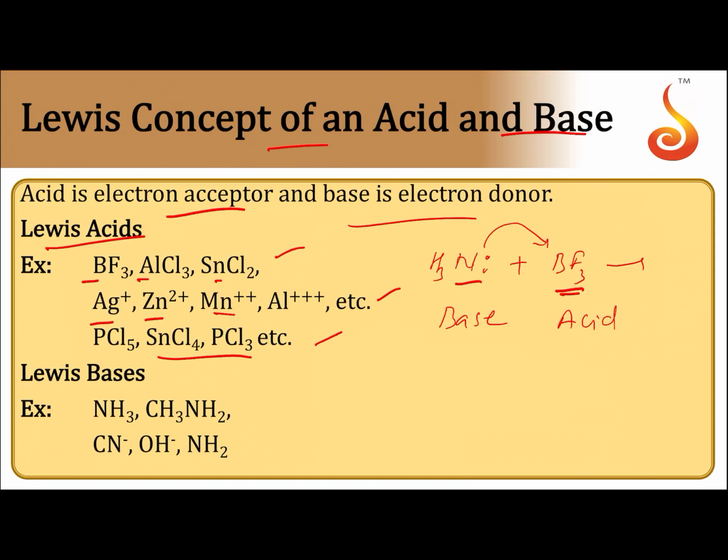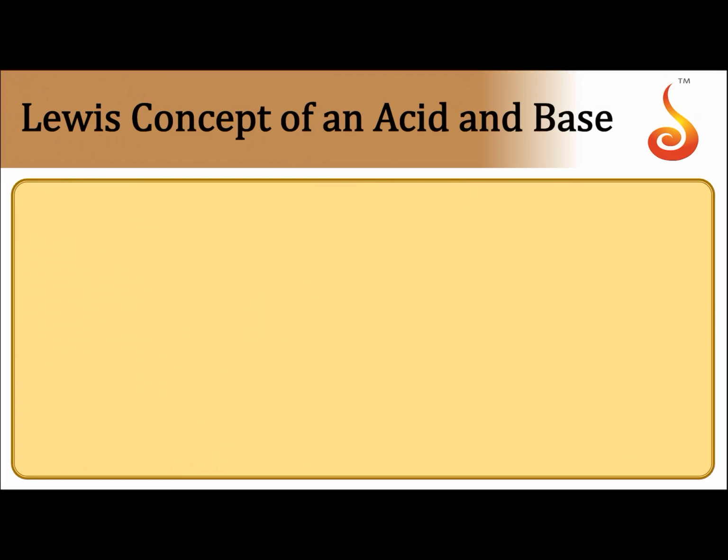When it comes to bases, neutral molecules with one or more lone pairs of electrons on the central atom act as Lewis bases. So all amines, primary, secondary and tertiary, have a lone pair on the nitrogen, so they can donate a lone pair as Lewis bases. And anions which can donate one or more lone pairs also act as Lewis bases.